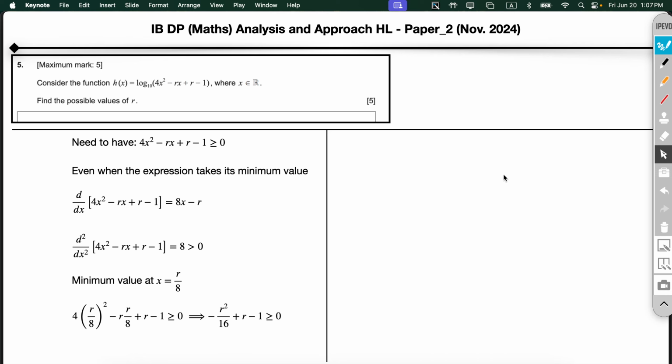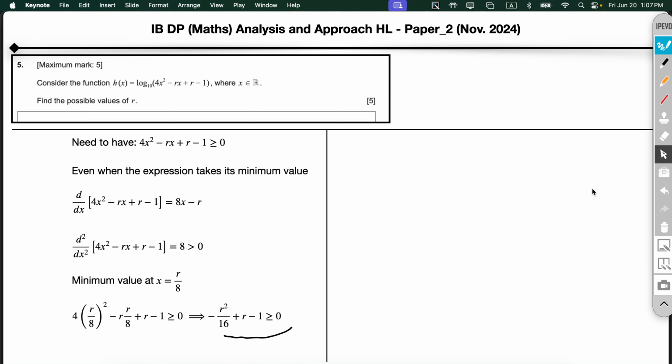So now if we put the value r over 8 in the function, then we get an expression entirely in terms of r. So we have negative r square over 16 plus r minus 1. Now we want this quantity to be greater than or equal to 0. If we can have that, then for all possible real values of x, this expression will be greater than or equal to 0 and the log will be well defined.